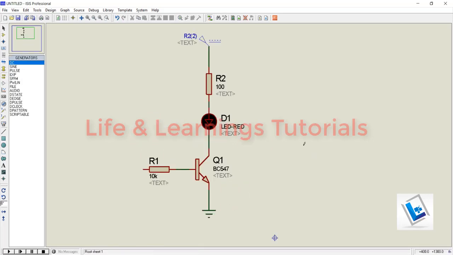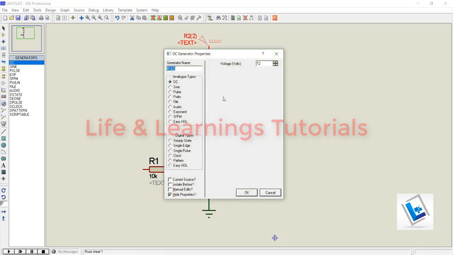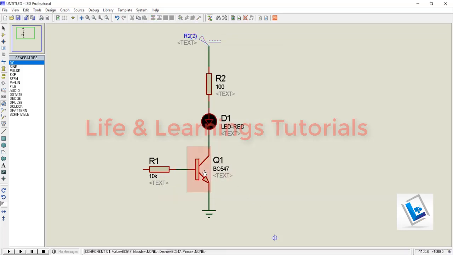On the collector side, we have to connect our load, which is an LED in this case, and here is the power supply for the load. It is 12 volt here. This transistor switch will act as a sinking device because we are connecting the source permanently to the load, and this transistor in between the ground and the load.